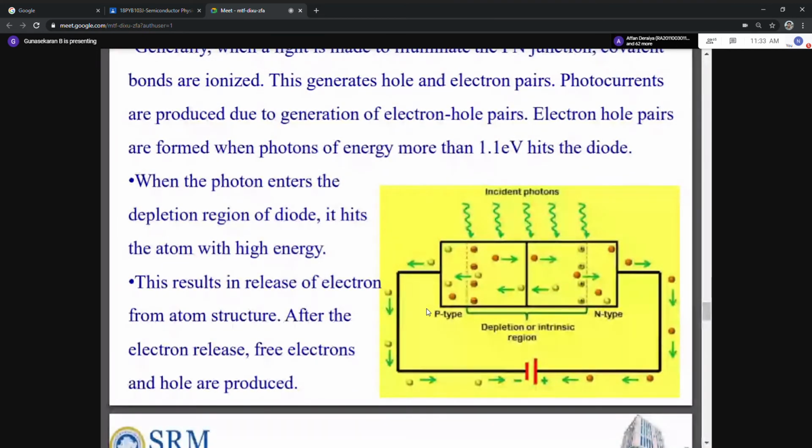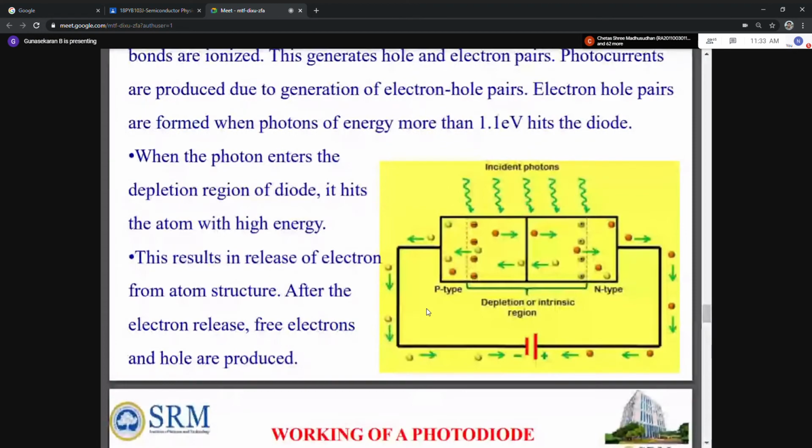When a photon strikes, each photon has a certain amount of energy. If the photon energy is greater than 1.1 electron volt, then these photons share their energy with the atoms. The electrons in the atoms gain the energy and go to the excited state, the conduction band. So electron-hole pairs are produced. That is carrier generation. That is one type, using photons. There are four types of carrier generation that you already studied.